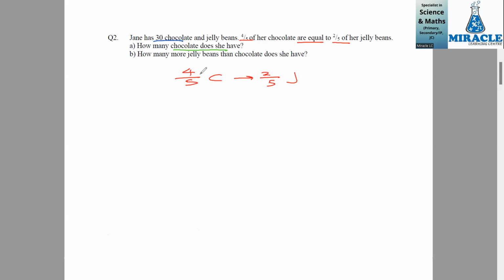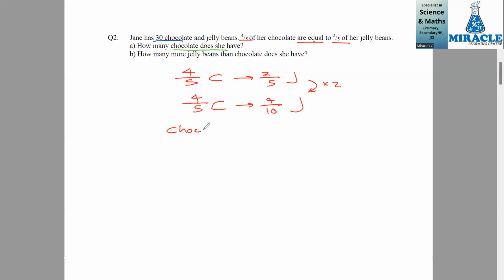So between 2 and 4, the common multiple is 4. So how do we get 4 from 2? We must multiply it by 2. So we do the same for the denominator. 5 times 2 gives us 10. So now that the numerators are the same, we can compare their denominators.